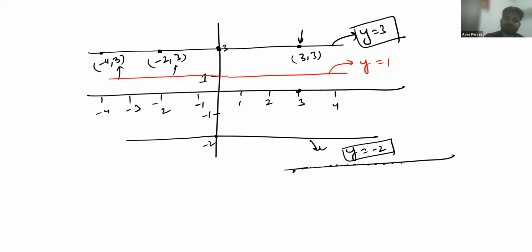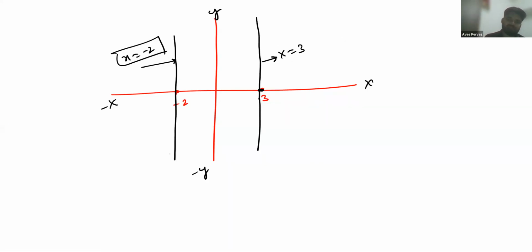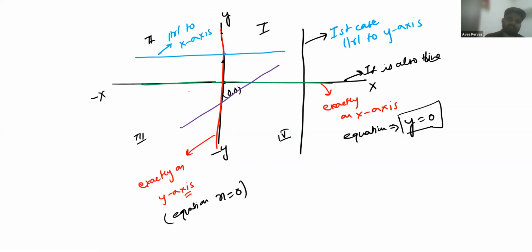Now you have taken the examples of the type of line that is parallel to the x-axis, and the other line that is parallel to the y-axis. And exactly over the x-axis and exactly over the y-axis. If it is exactly over the y-axis, it is x equal to 0. If it is exactly on the x-axis, then it will be y equal to 0.